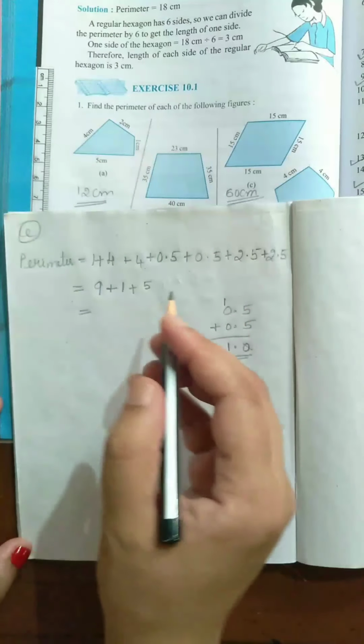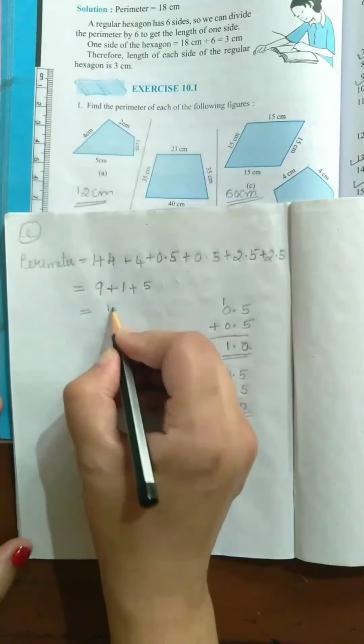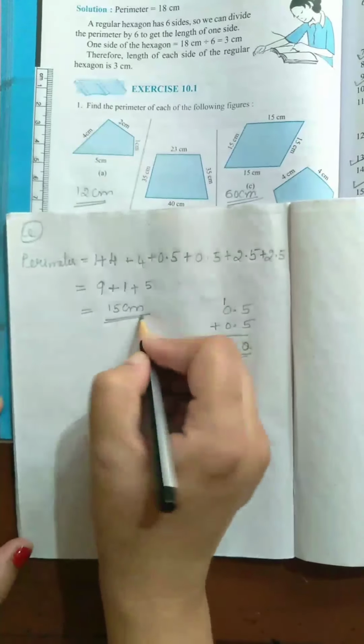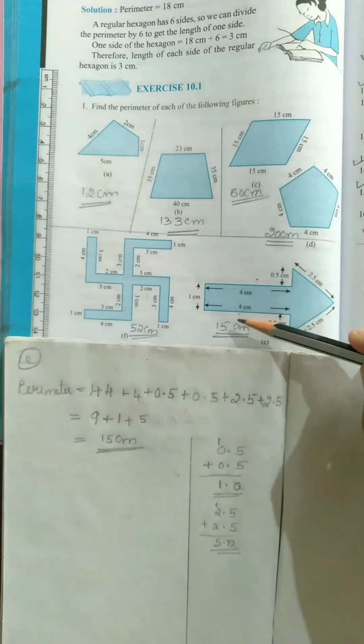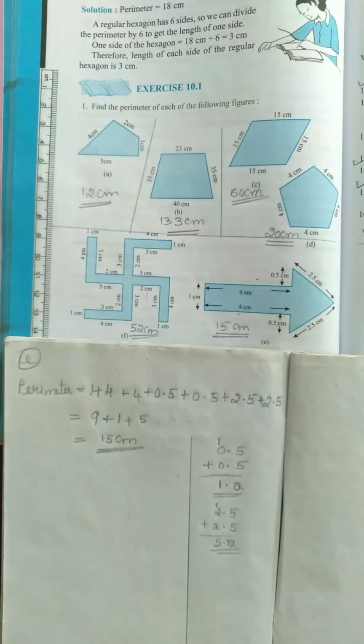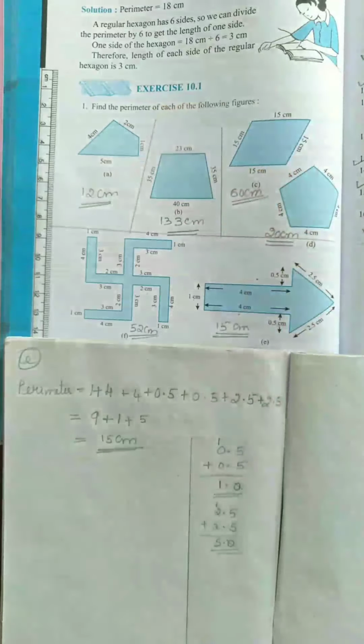So, 9 plus 1 plus 5. 9 plus 1, 10. 10 plus 5, it is 15 centimeter. Therefore, the answer for the E problem is equal to 15 centimeter. This is the method of calculating the perimeter, and these are the answers for the perimeter. So perimeter means we have to add all the measurements that are given in the figure in order to get the perimeter.